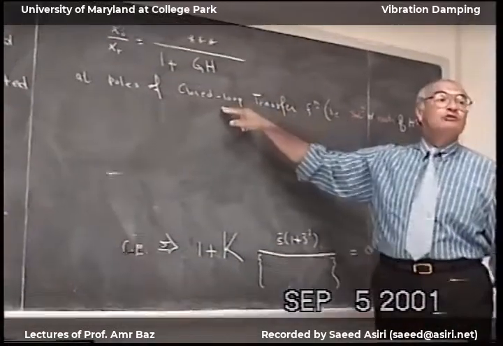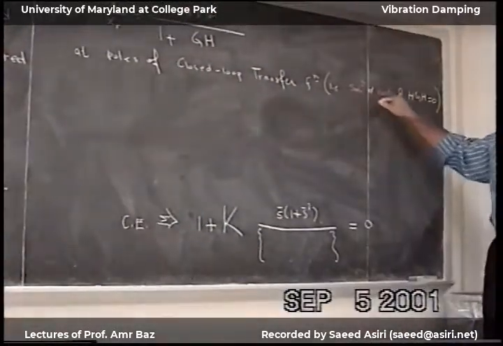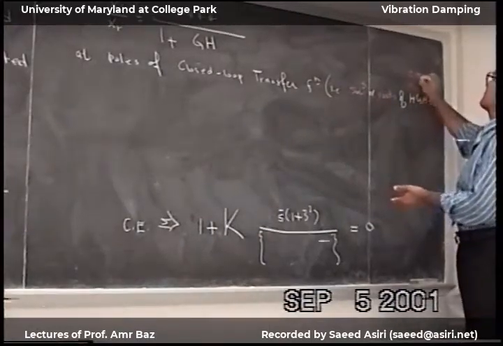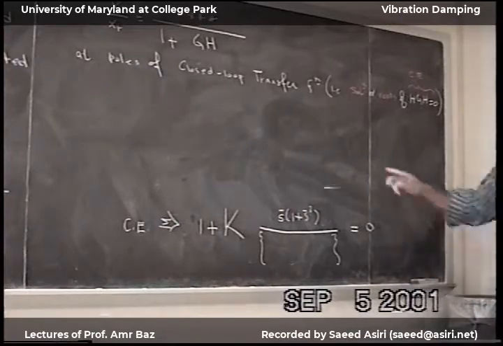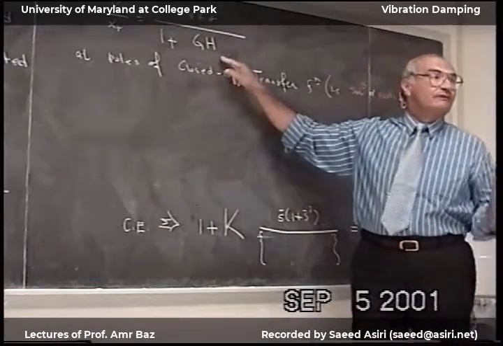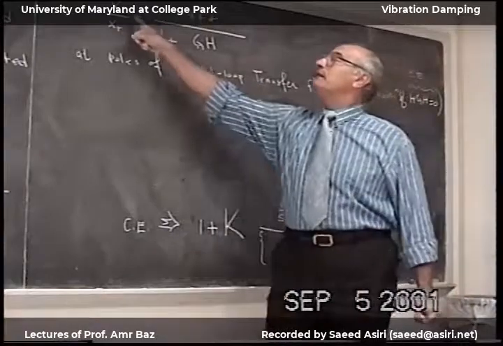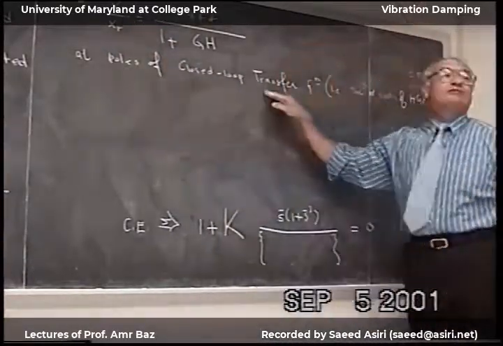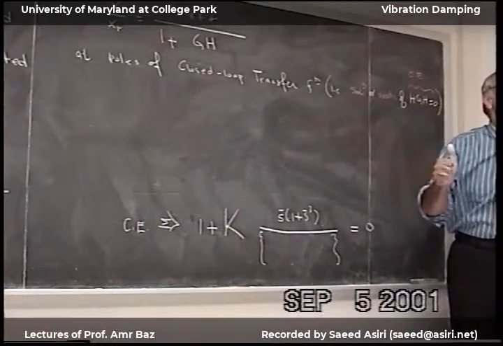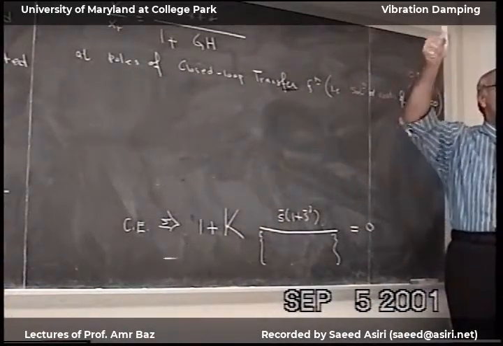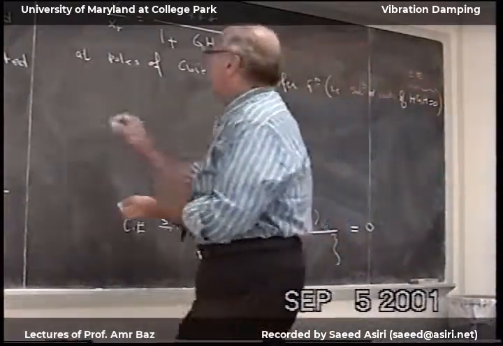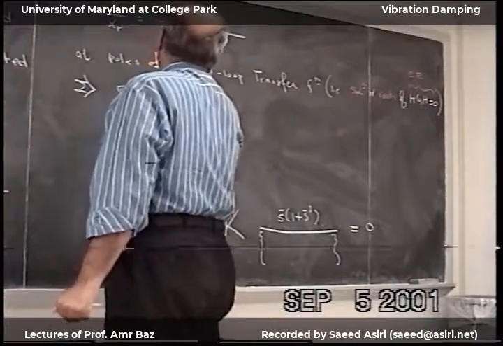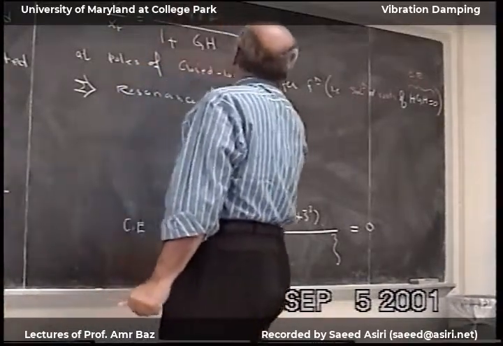At the poles of the closed loop transfer function, which is the roots of the characteristic equation, this will equal to 0. This will equal to 0. And the response of the system will go to infinity. So at the poles of the closed loop transfer function, we have the natural frequencies of the system, or resonance of the system. And this will result in resonance of the system.